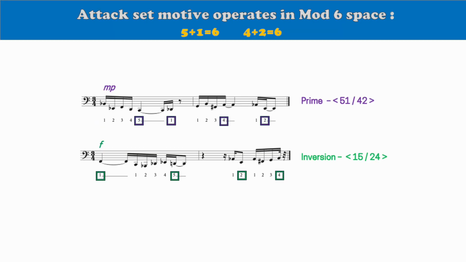This rhythmic figure demonstrates an early effort by Babbitt to apply serial procedures to non-pitched parameters, particularly the rhythm. As first heard, the prime form of the motive operates in mod 6 space, corresponding to a pitch hexachord that also unfolds in each measure. Rhythmic inversion of the attack set 5-1-4-2 thus corresponds to a mod 6 complement 1-5-2-4, since 1 plus 5 equals 6 and 2 plus 4 equals 6.